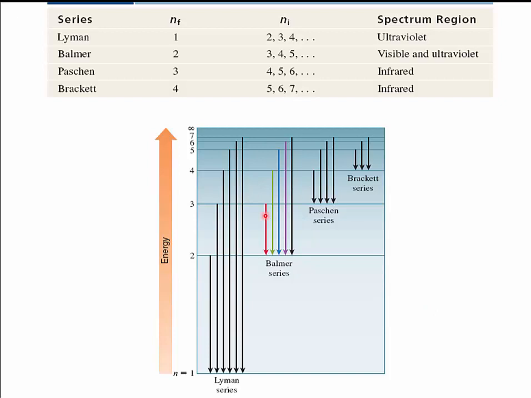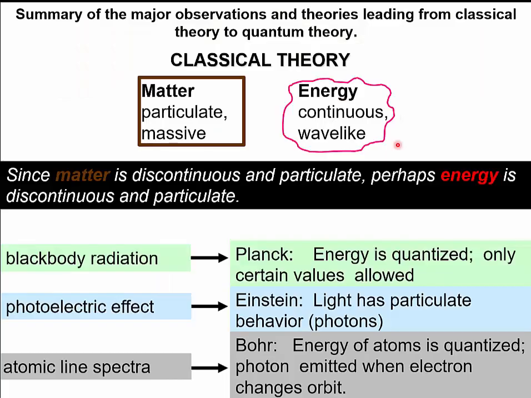The visible ones are called the Balmer series. Then there's the Paschen series for the IR, the Lyman series for the ultraviolet, and then the far infrared is going to be the Brackett series, but you don't need to worry about that. Just that it's there. All right, so let's take a look at what we've got.